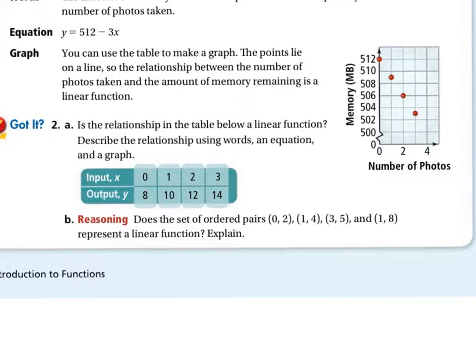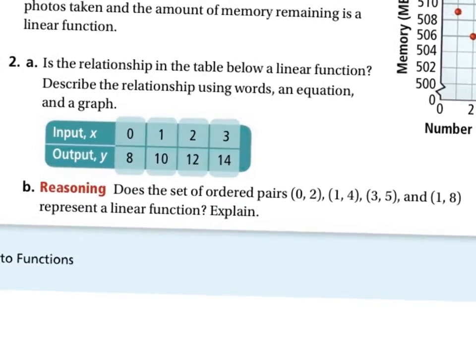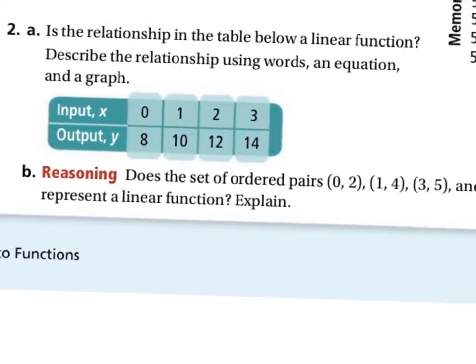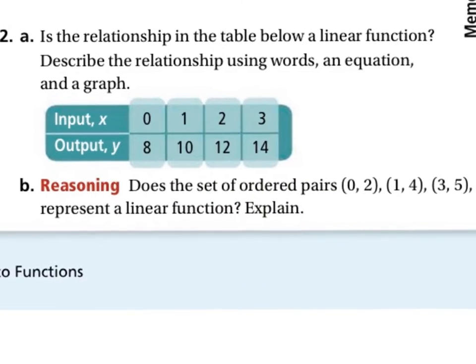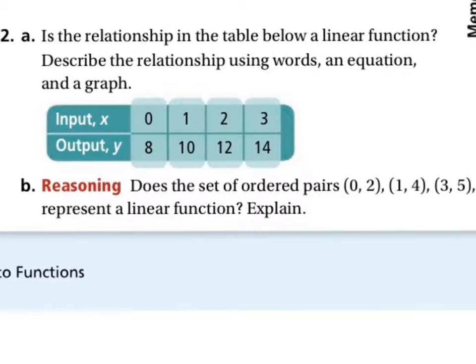So if you look at the guided practice 2, is the relationship in the table below a linear function? Describe the relationship using words, an equation, and a graph. Okay, so first of all, it has to be a linear function in order for us to come up with an equation and everything. So let's look for a pattern here again. Output is the Y, input is the X. Look at the Y's. So the Y's are adding 2 every time. X's are going up by 1 every time.